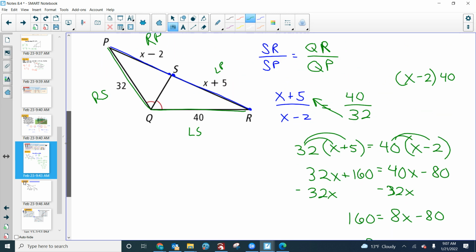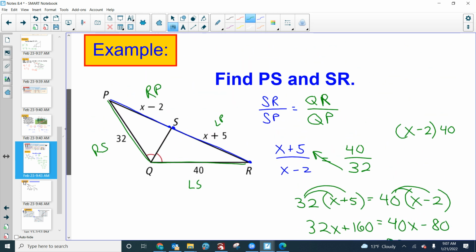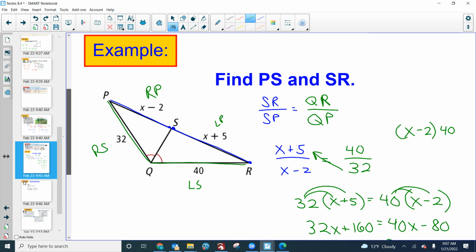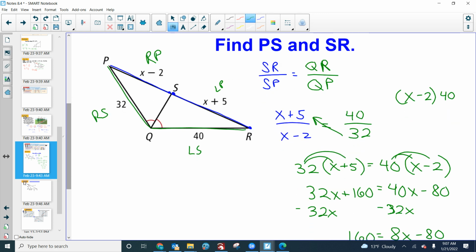All right, let's make sure we answer the question. Did it say solve for x? No. It said find PS and SR. So PS is right here. What was x again? 30 minus 2. 28. SR. 30 plus 5. 35.